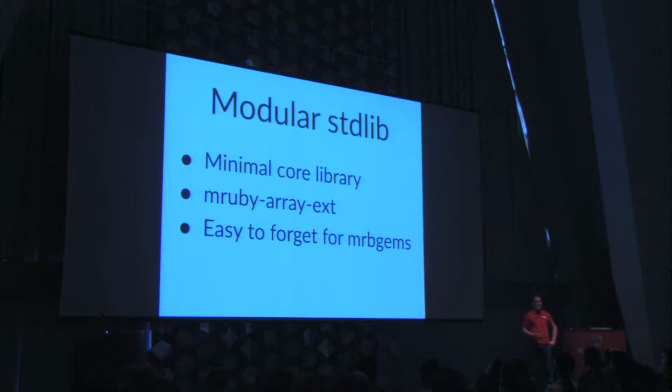And it's easy to forget to do this if you're developing your own MRuby gem. You might forget to add the dependencies. It'll work because your MIRB or MRuby might have all the dependencies, but not the gem itself. So then when you go and use your gem in another project, it won't work because you're missing parts of array that you're using.